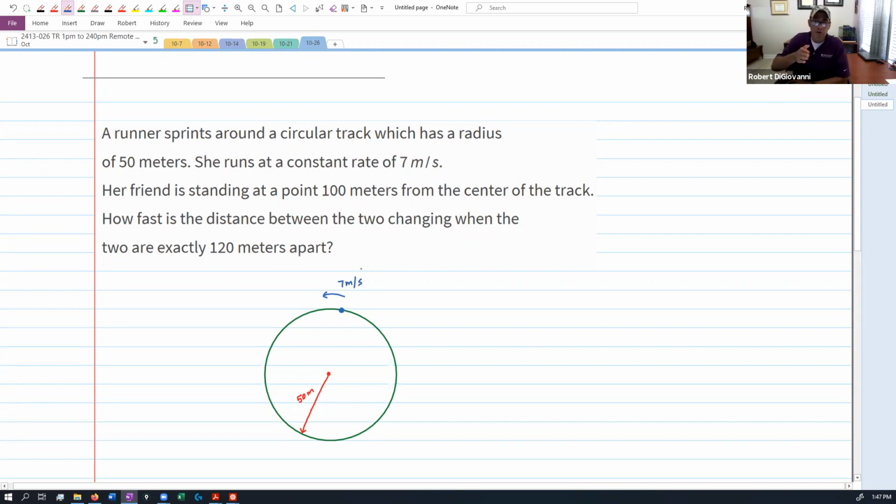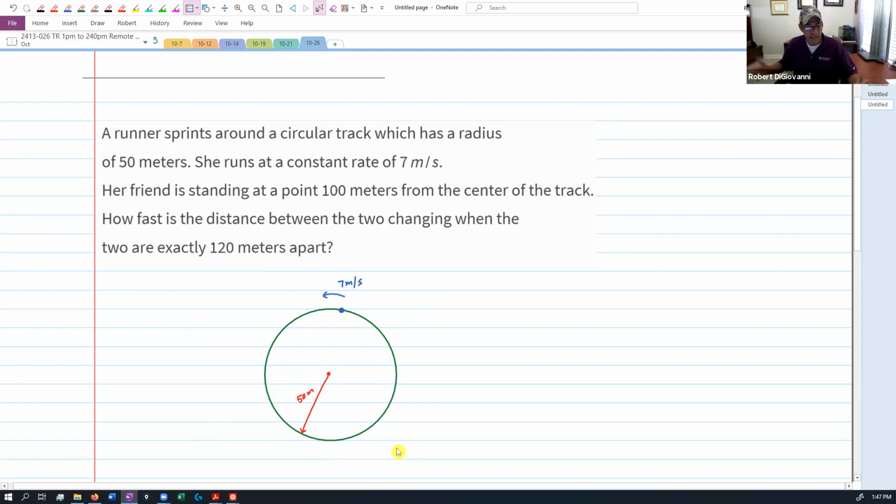Now it's a curved track, right? She's moving at 7 meters per second around this track. Her friend is standing at a point 100 meters from the center of the track. So here's the center of the track. Her friend is somewhere, it doesn't tell you where, but they are 100 meters away from the center. So I can measure out 100 meters in any direction and put her friend.